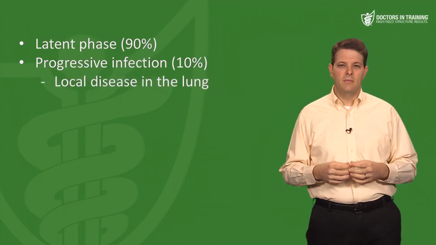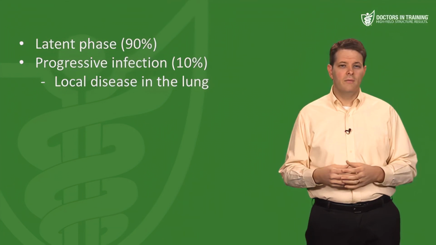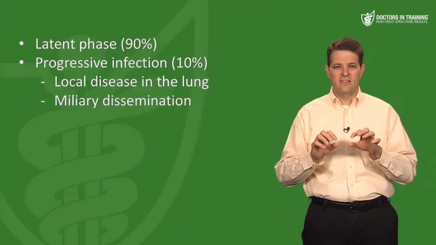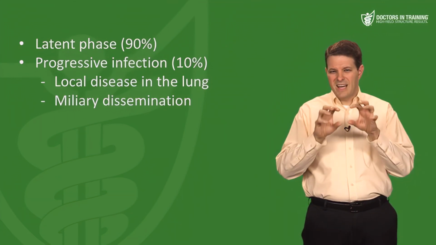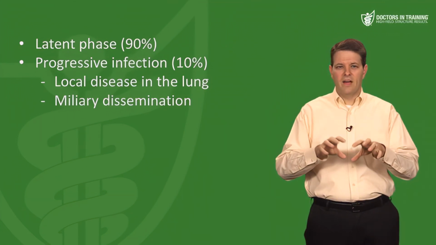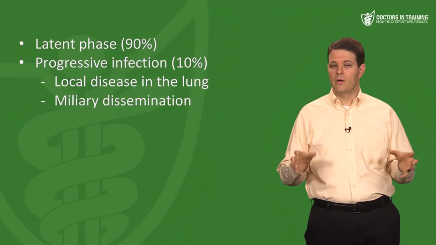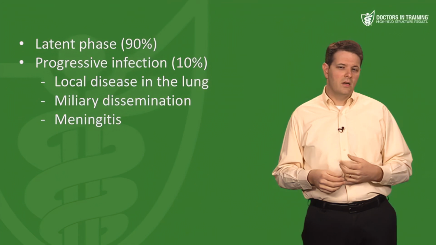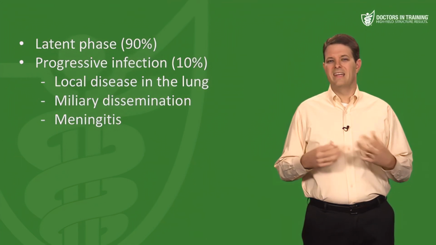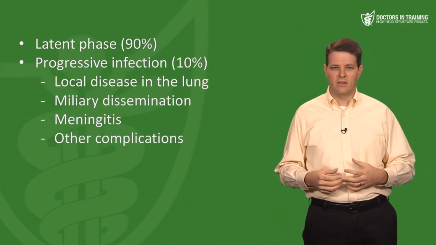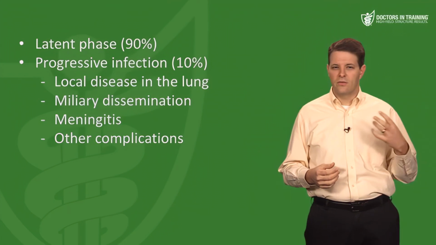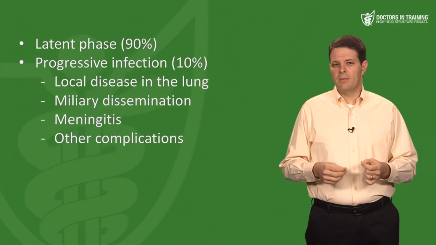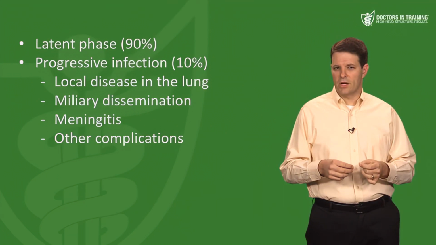In this case, the TB may cause further local disease in the lung, or it can disseminate and cause miliary TB, where there are dozens, maybe even hundreds, of these tiny TB foci scattered throughout the lungs or scattered throughout other organs. Or it can disseminate to the CNS and cause meningitis. Disseminated TB can infect almost any tissue and cause a variety of complications like bone and joint disease, gastrointestinal TB, and so on.